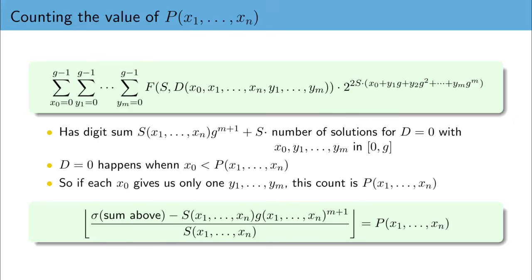All that remains is to show that we can find a generatable closed form for the sum above, and figure out how to make sure each x0 only gives us one zero, and not potentially multiple y's, making our polynomial 0. And we'll start with the latter.